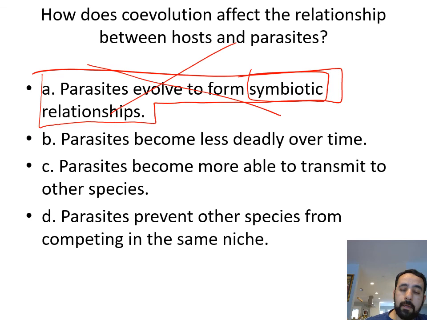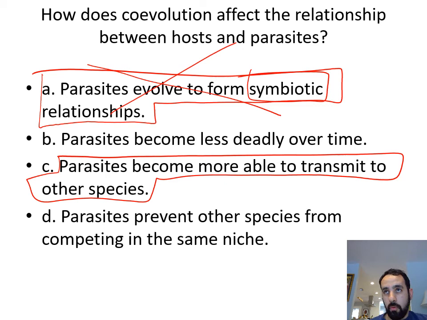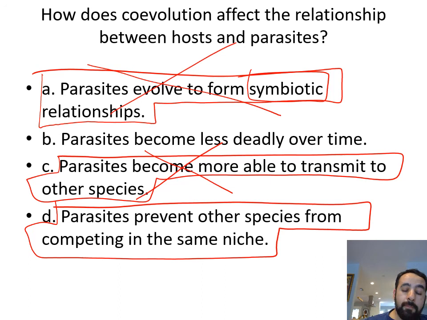It's not certain that it's going to do that. Parasites become more able to transmit to other species. It can happen. The longer you stay in a host, the more chance you have to spill over to another one. But it doesn't have to be that way. So this is kind of right, but it doesn't have to be that way. Parasites prevent other species from competing in the same niche. Parasites indeed do that. As they curb populations of the host down, you favor other species to compete. Let's say that in the case of COVID-19, if COVID-19 took the entire human race and we compete with chimpanzees, they'd say, hey, that was a good thing for us, right?